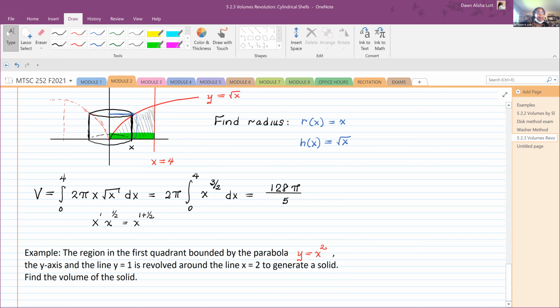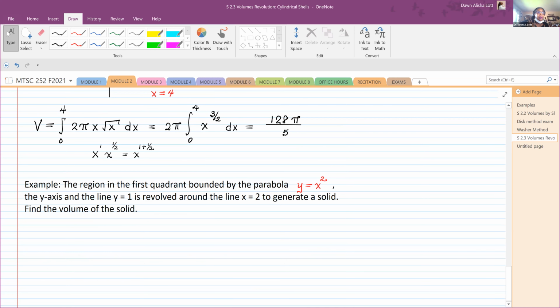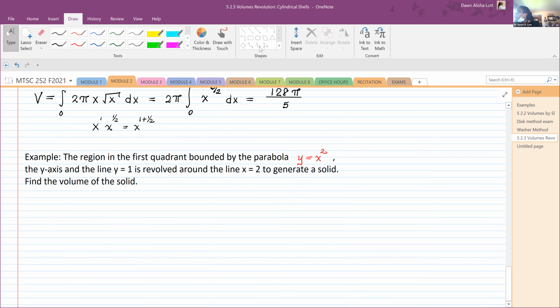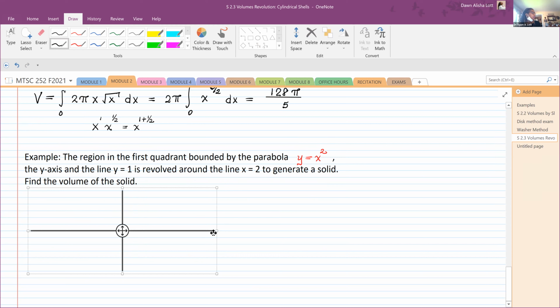Okay, so let's draw this. Again, note, the first thing I do is draw these things. If there's no picture, that means I expect you to be able to draw it. Okay, so everybody please draw this region for me.